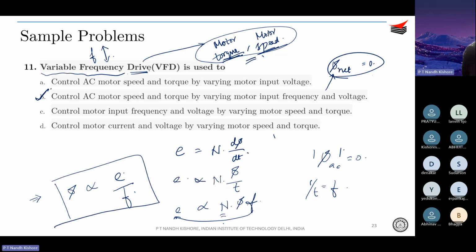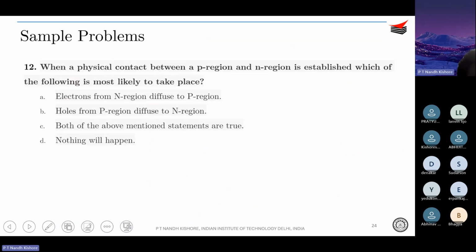Here E is the EMF or voltage. So I will change my voltage and change my frequency such that phi is constant. That is what we do in variable frequency drives. For those of you who are not aware, you will eventually learn it in your other courses, maybe in your drives course or machines course. But anyway, in VFDs you control your EMF and your frequency, you vary frequency and voltage so that you are able to control your AC motor speed and your torque. So this is the right answer for this.